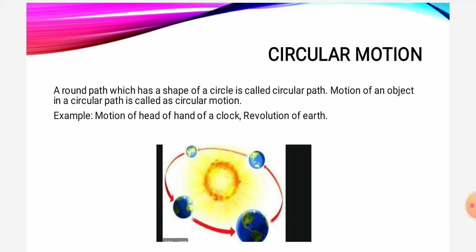An example of circular motion is the revolution of the earth. As you can see in the image, the earth revolves around the sun. The earth revolves in its own orbit, and this orbit is a circular path, so we can say that the earth is showing circular motion. Another example is the motion of the heads of the hands of a clock. Every hand of a clock has a pointed head, and these pointed heads move in the same circular path, so they are also showing circular motion.